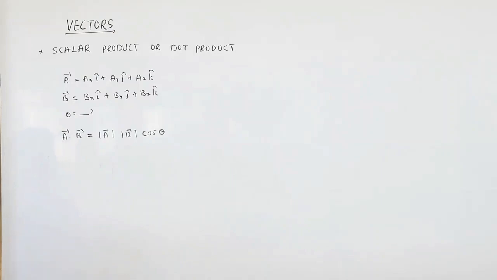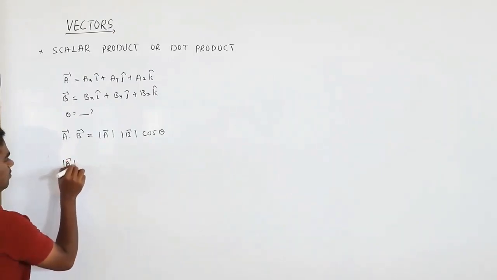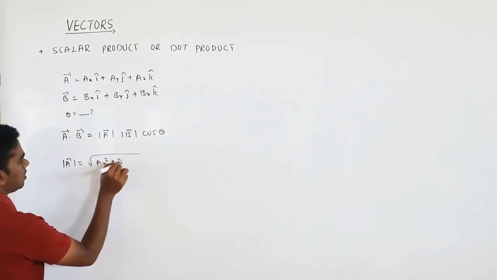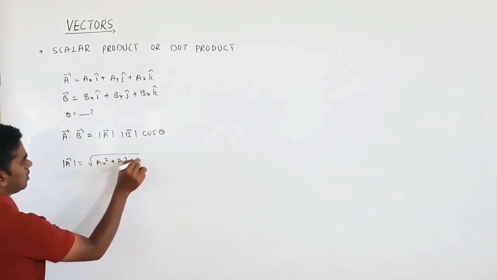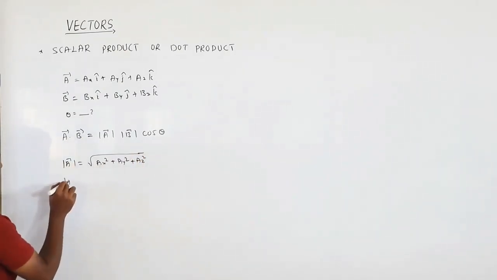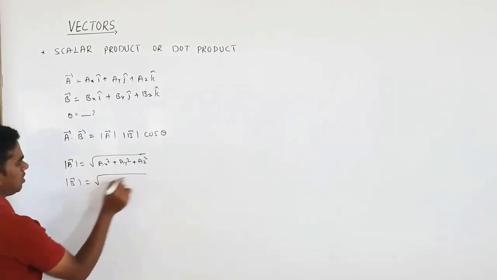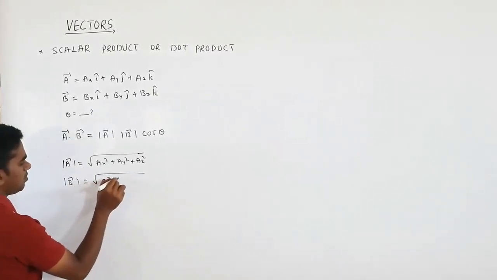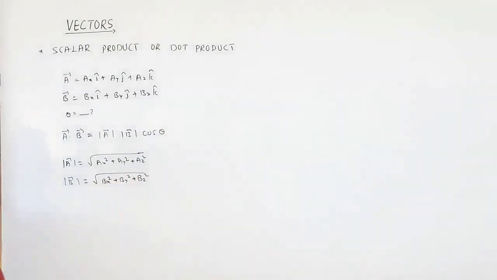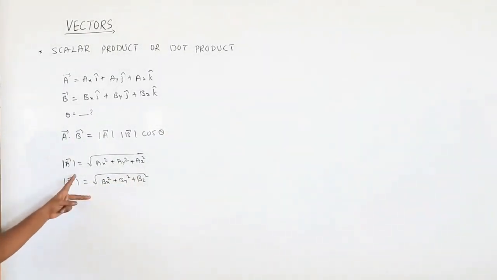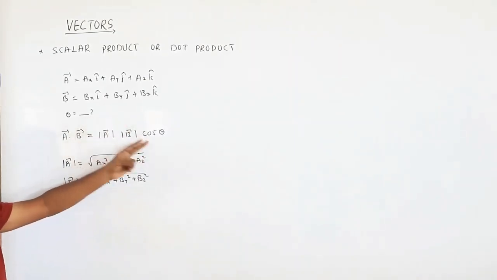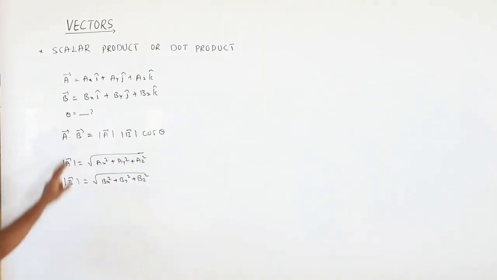Then what is the magnitude of A? Magnitude of A is equal to root of Ax square plus Ay square plus Az square. Yes or no? You know this very well. Magnitude of B is the square root of Bx square plus By square plus Bz square. So you can substitute these two magnitudes over here. If theta is given, you can find A dot B.